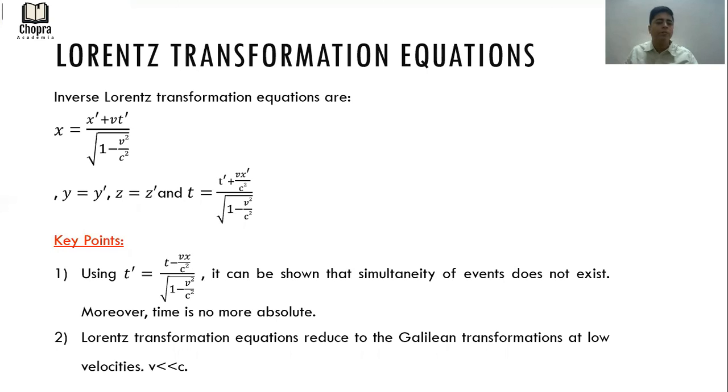The second key point is Lorentz transformation equations reduce to Galilean equations at low velocities, v far less than c. So that is also very easily seen here. From all these equations you can derive that Lorentz transformation equations will shrink down to Galilean transformation equations for low velocities.